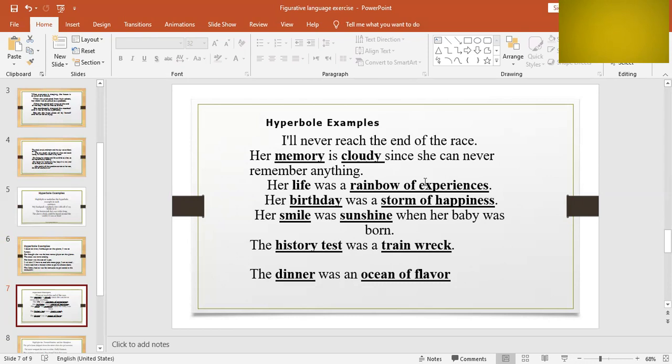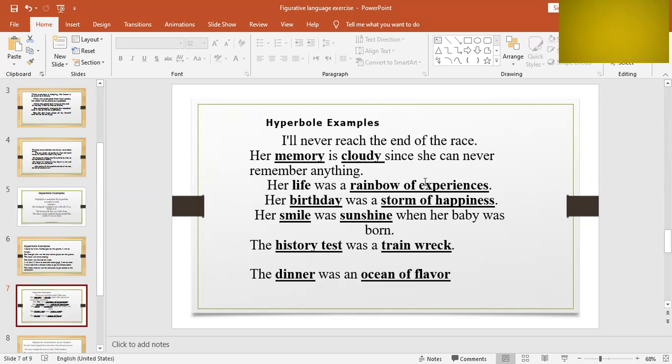Her birthday was a storm of happiness. It is a matter of metaphor. Her birthday was a storm. A birthday can never be a storm, but her birthday was a storm. It's also a matter of metaphors. By the way, here the life was a rainbow and the birthday was a storm. All of these are metaphors, but here the purpose is to exaggerate the situation. It means everything was happy, everyone was happy, every moment was happy, and so on.